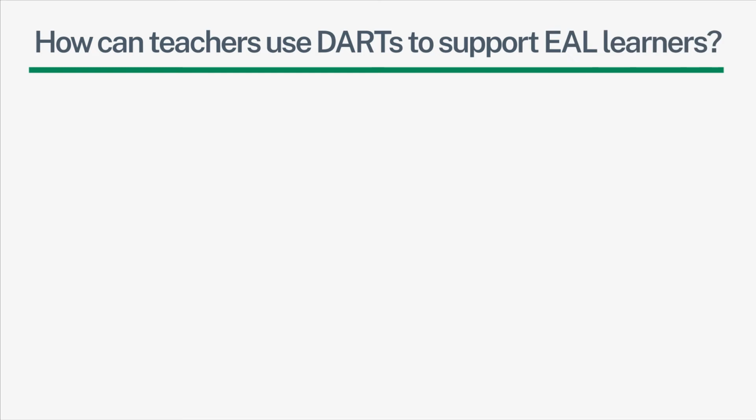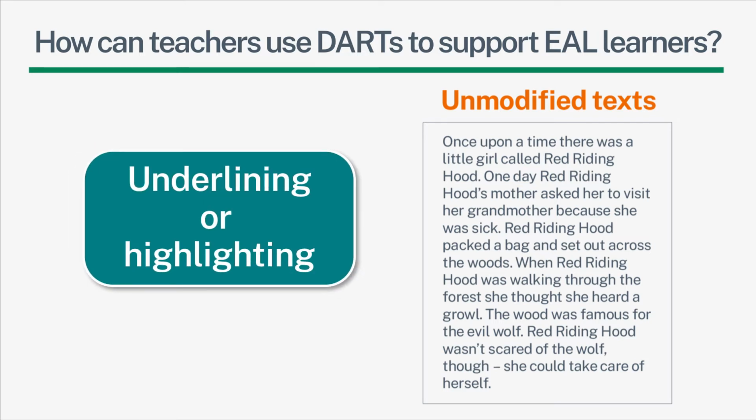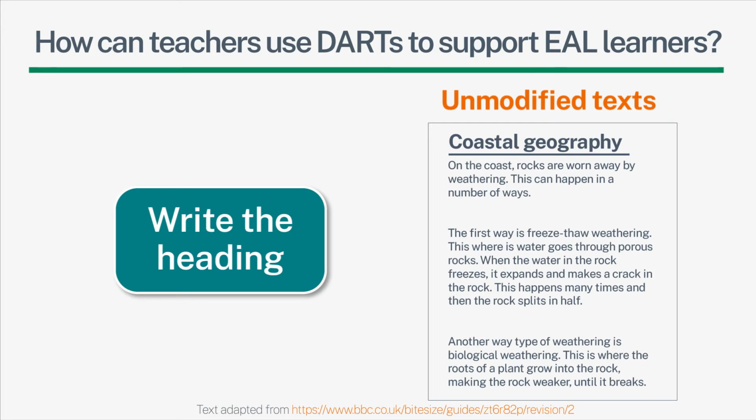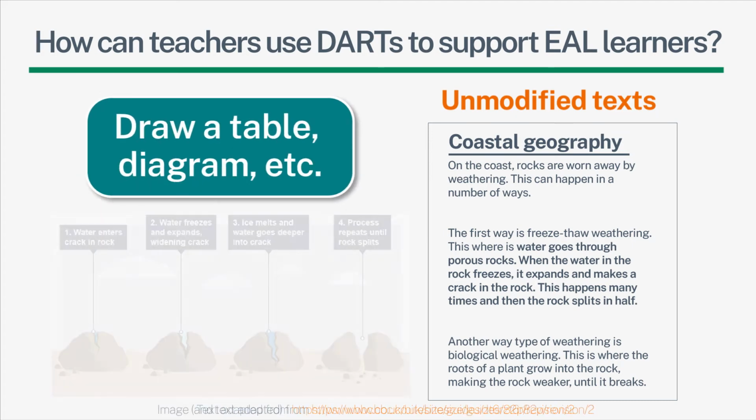Let's look at some activities you can use with unmodified texts. You can ask learners to underline or highlight particular sections of a text, for example, formulaic expressions, descriptive language, connectives, etc. You might also want to ask your learners to break the text into chunks and devise a heading for each chunk. Learners could also use the information in the text to create a table, diagram or flowchart.